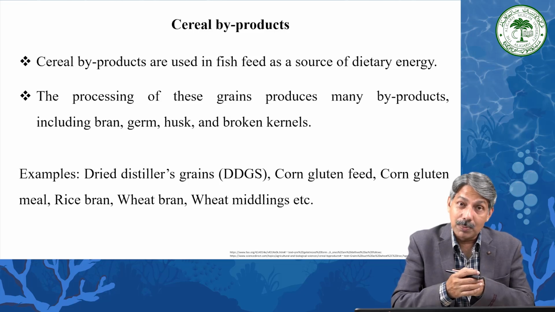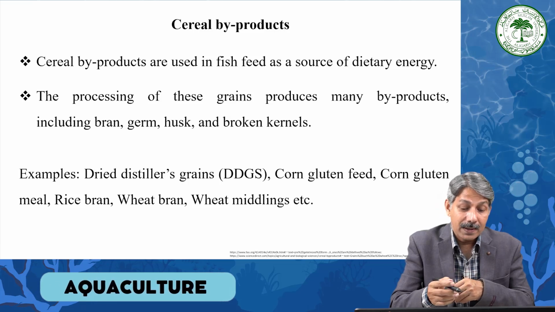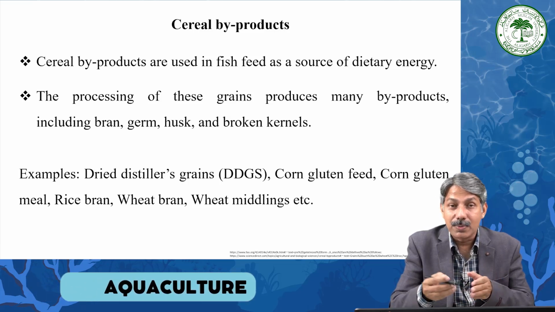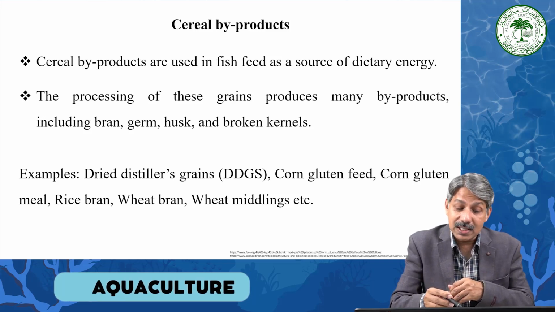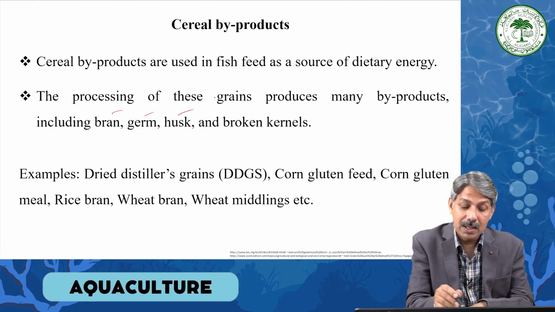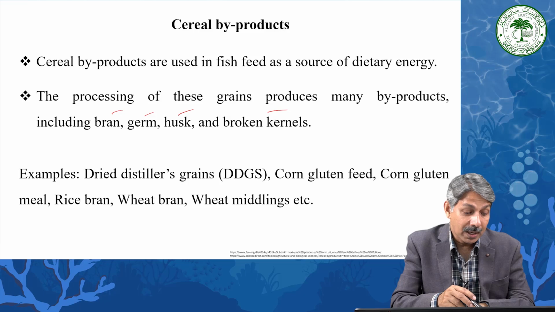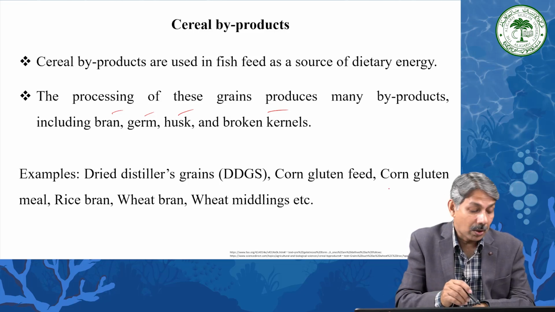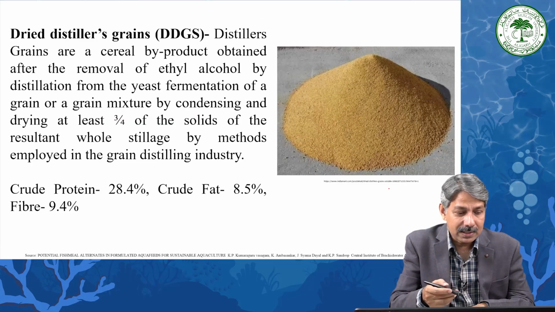After that, cereal byproducts. Cereal byproducts are used in fish feed as a source of dietary energy. We have discussed the rice bran and wheat bran and many other cereals. They are basically used as a source of dietary energy. The processing of these grains produces many byproducts including bran, germ, husk, and broken kernels. And if you remember, such ingredients have been kept in the energy-rich category, not in the protein-rich. Examples: dried distillers grains, corn gluten feed, corn gluten meal, rice bran, wheat middlings, etc. One by one, we can discuss them also.